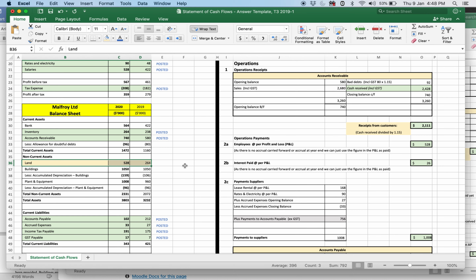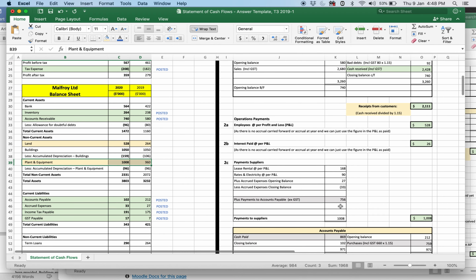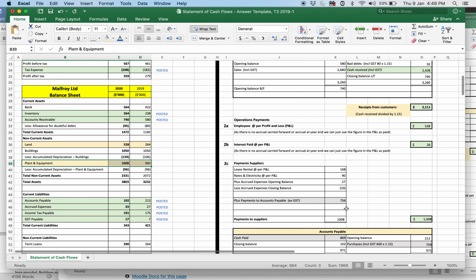Choose the colour, Joe. That'll do. Buildings have stayed the same, so it doesn't look like anything's happened there. Plant and equipment has changed, so it looks like something's happened there. Okay, so it looks like we've acquired more land, looks like we've acquired more plant and equipment. So that's the main movers and shakers in that area there.